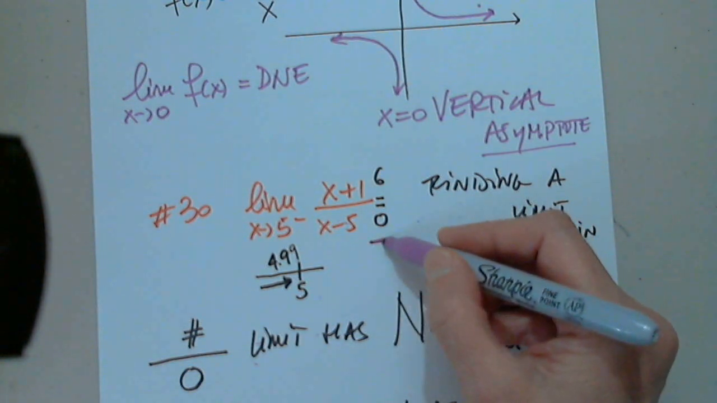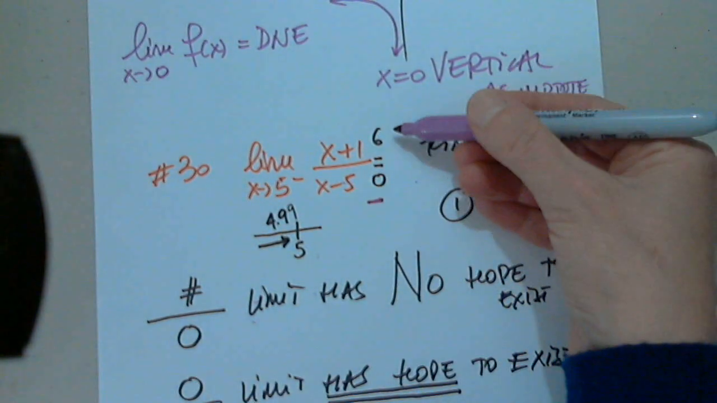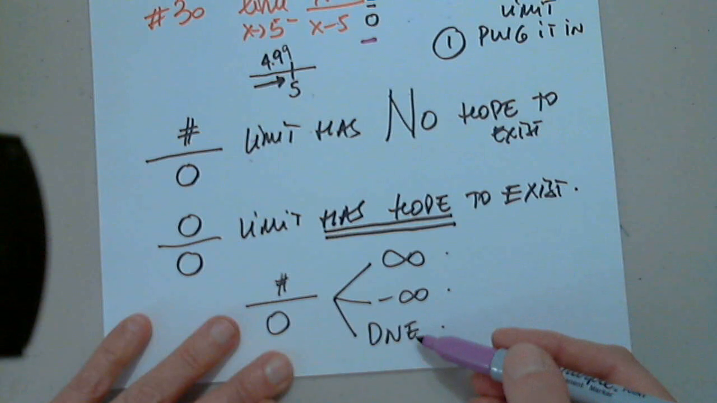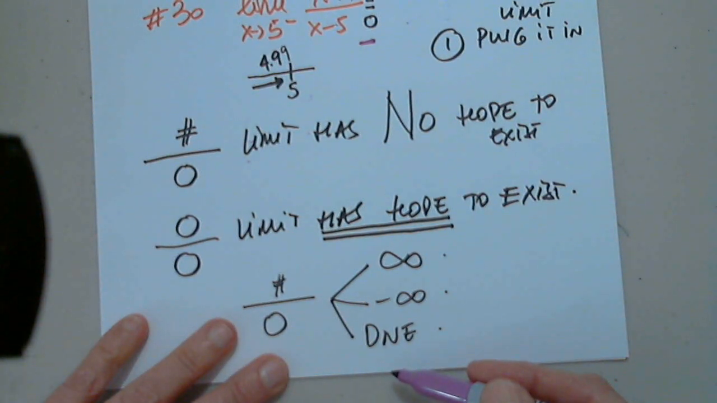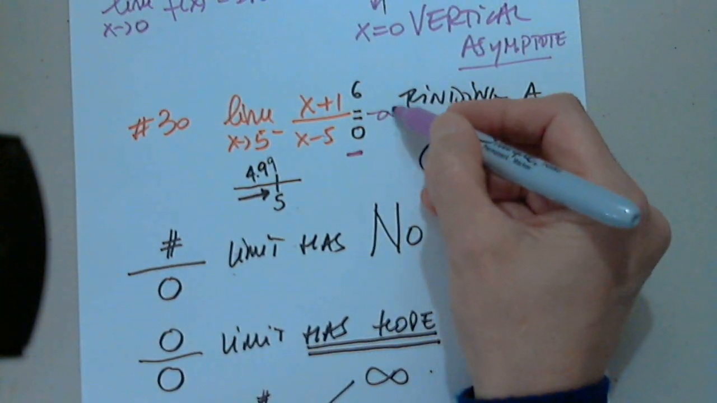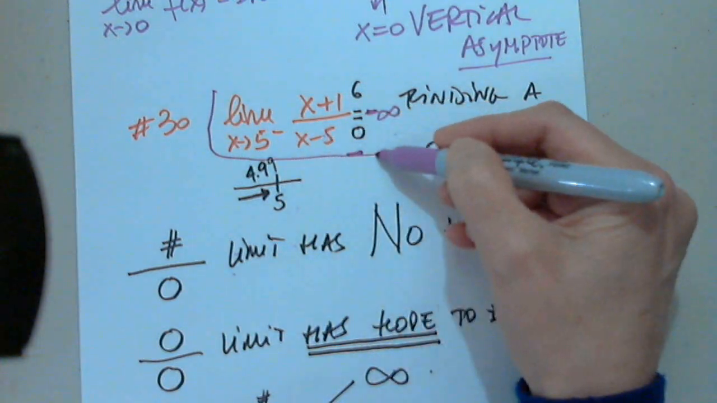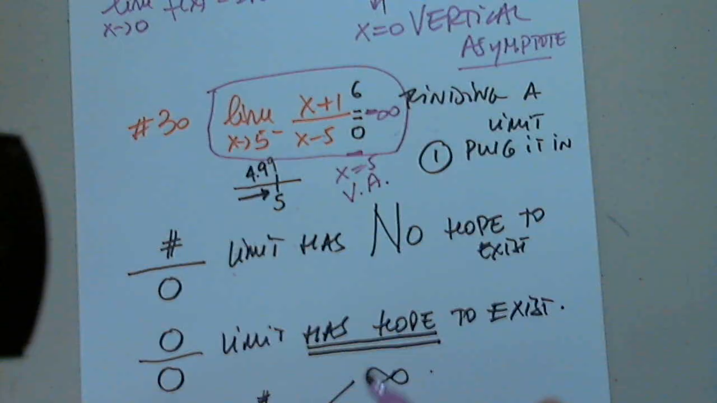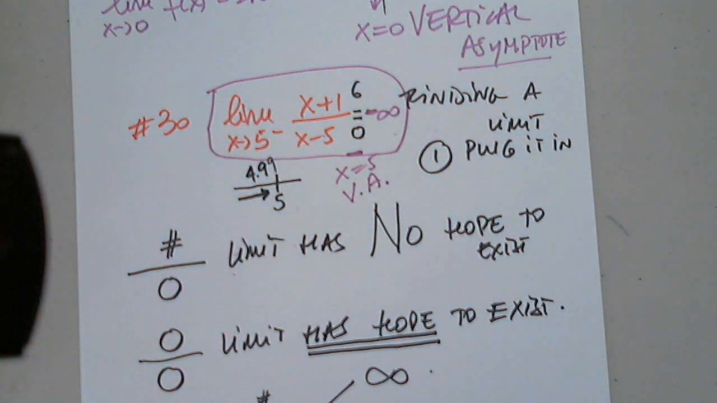Negative? Yes. And now please choose. Knowing that the top is 6, knowing that the bottom is negative, which one will you choose? Negative infinity? Negative infinity indeed. Which means that x equals 5 is a vertical asymptote for x plus 1 over x minus 5. Any questions? Any questions on this function or this limit?